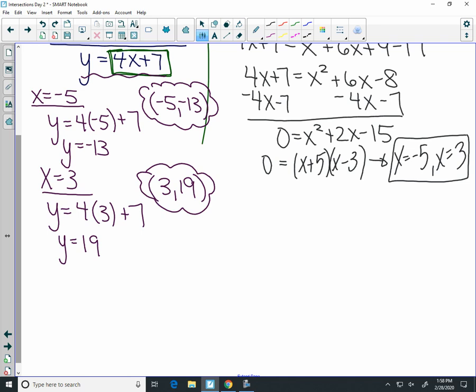So substitution. 2 substitution examples today, 2 elimination examples today. If you want to work ahead, there's a 3rd elimination example.